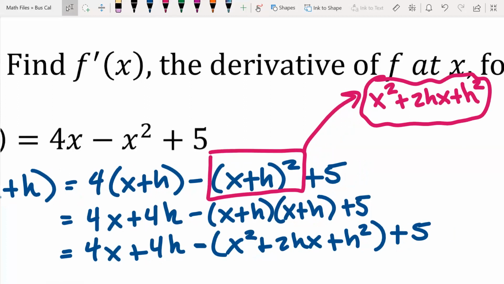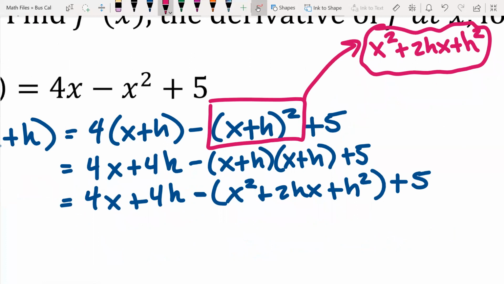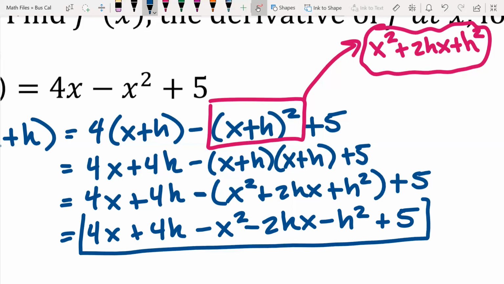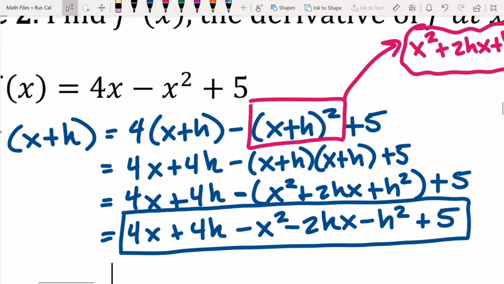Okay, now we have to keep going and distribute that negative. 4x plus 4h minus x squared minus 2hx minus h squared plus 5. And on the first step, 99.9% of the time, there are no like terms ever, which means this step is done. And as ugly as it looks, that's all we can do. There is no terms we can combine here. Okay. And that would be your first answer for your homework.